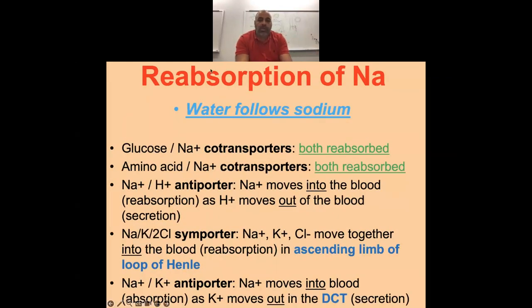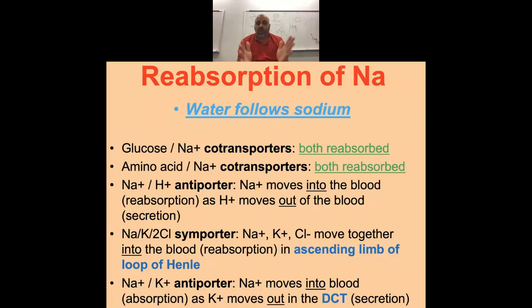All right. Water follows solute. They're saying sodium, but it's solute. Water follows solute. Okay? So when we reabsorb, we'll pull water with it. Water will follow it. As long as it's simple squamous or even if it's cuboidal, it can kind of go through, right?